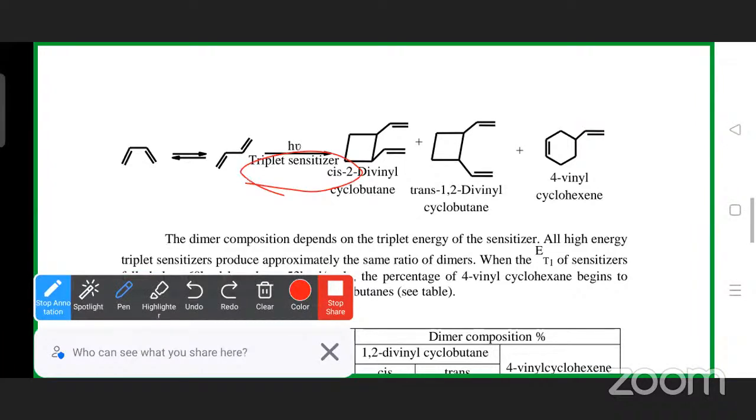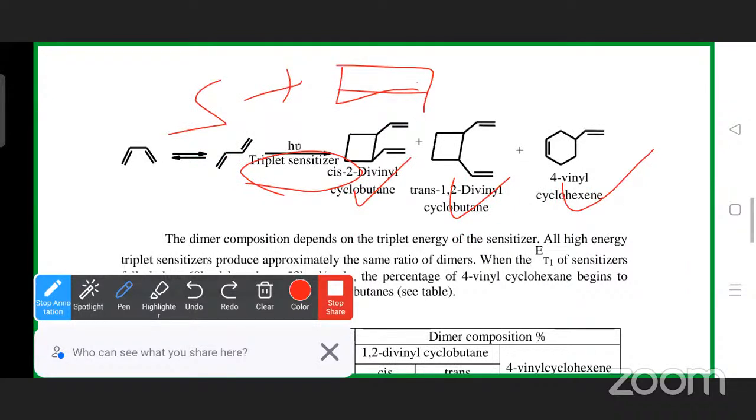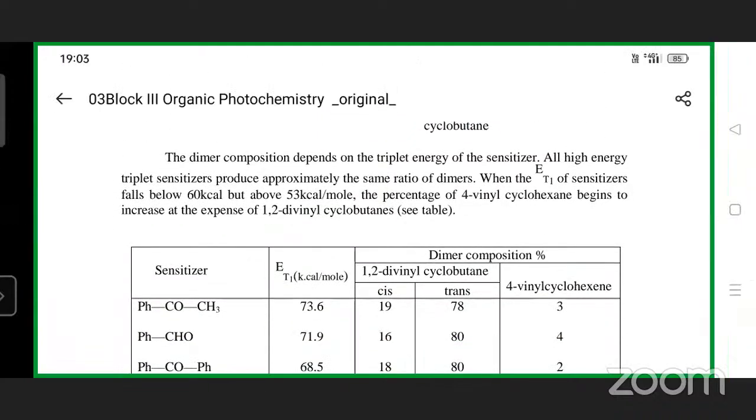So cyclobutane, trans-1,2-divinylcyclobutane, and 4-vinylcyclohexene. Sorry. Upon the singlet we get cyclobutene, but with triplet we are getting these products. So with the triplet excited state and the singlet excited state, we are getting various different products from your butadiene.